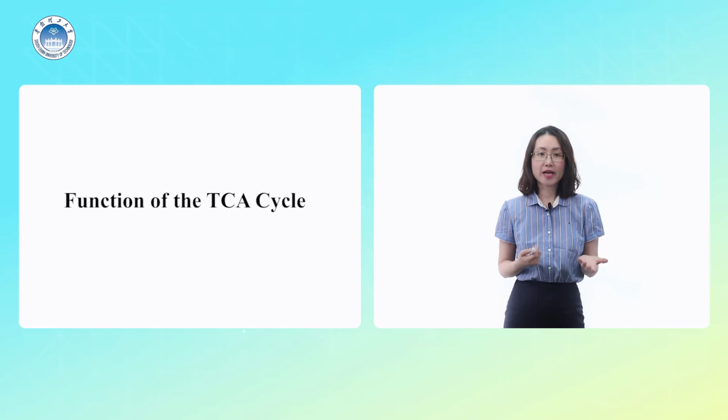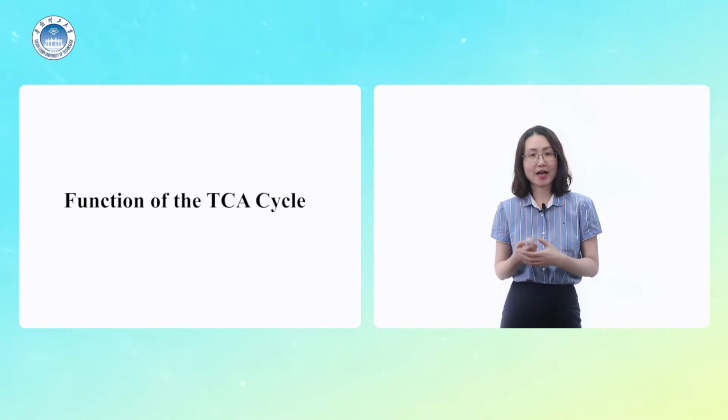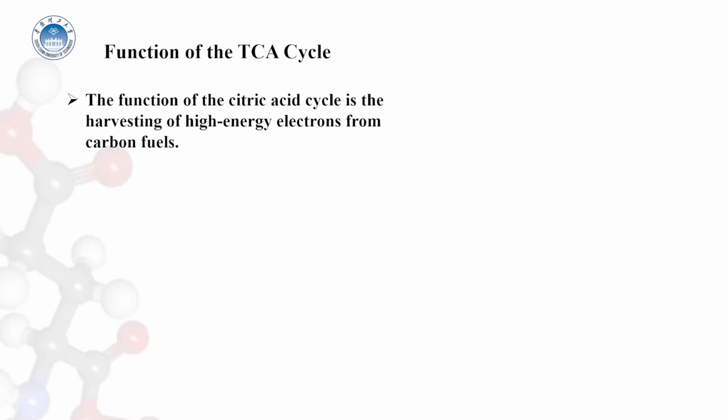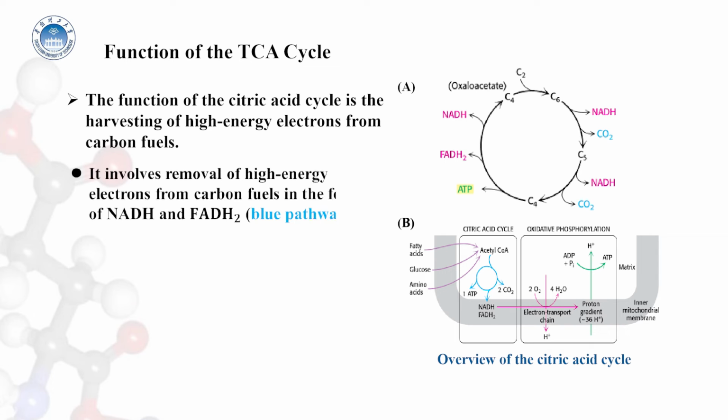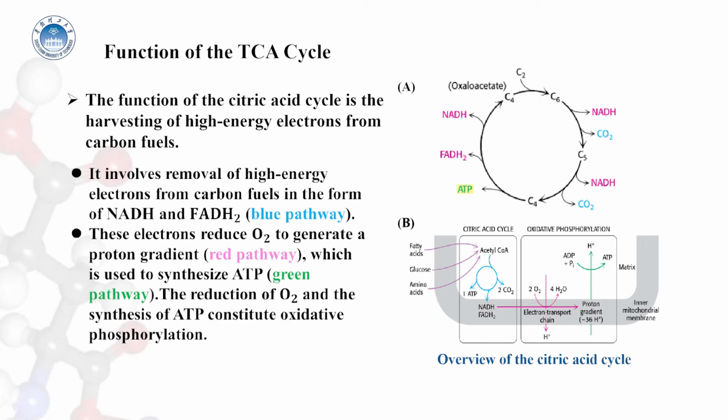Then let's take a look at the function of the TCA cycle. The main function of the citric acid cycle is the harvesting of high-energy electrons from carbon fuels. So how does this happen? It oxidizes two-carbon units, producing two molecules of CO2, one molecule of ATP, and high-energy electrons in the form of NADH and FADH2.